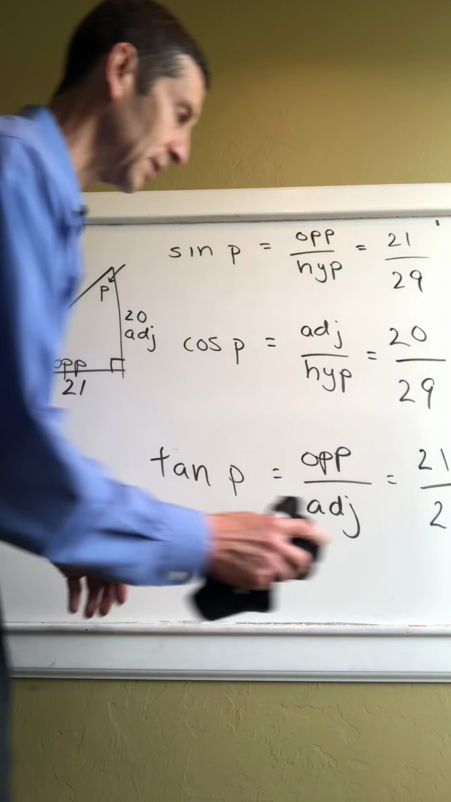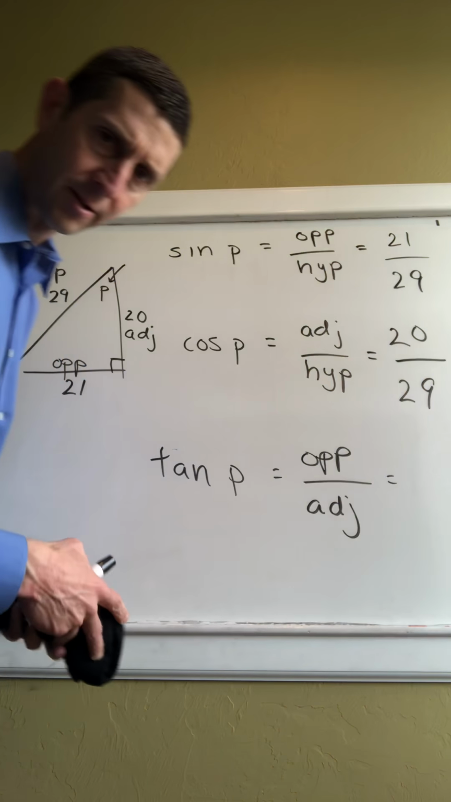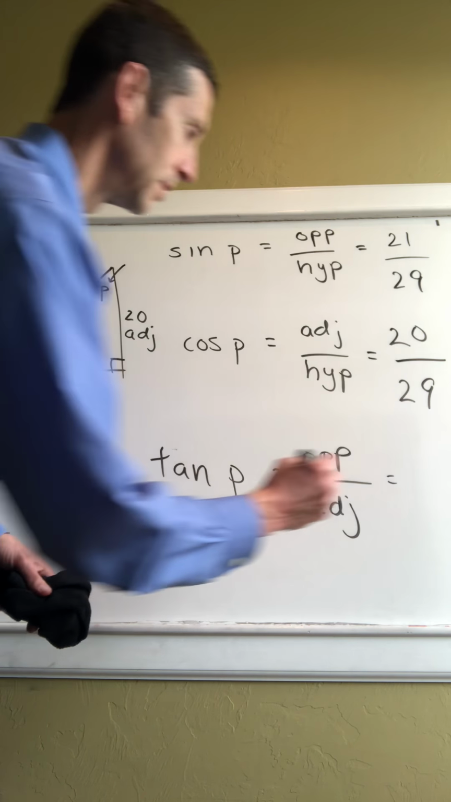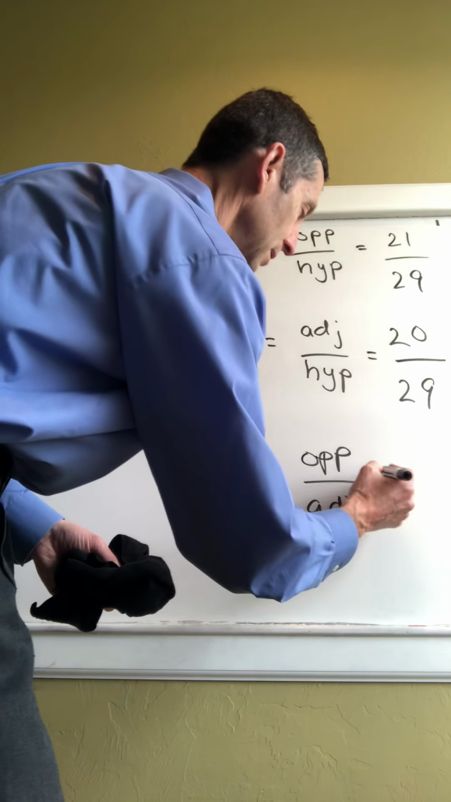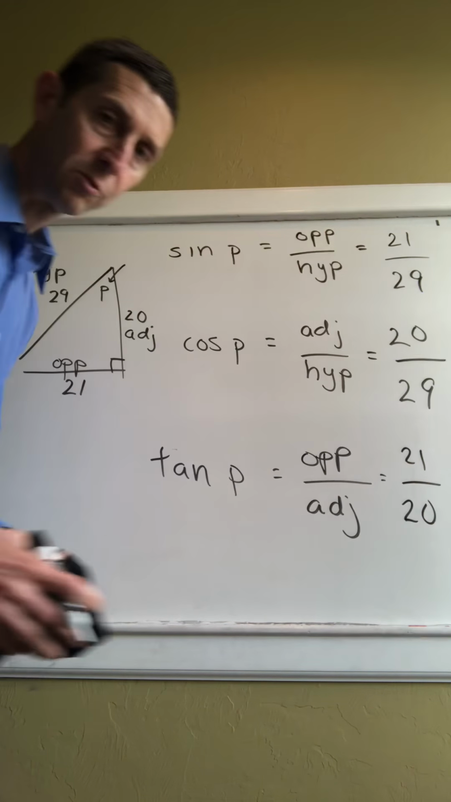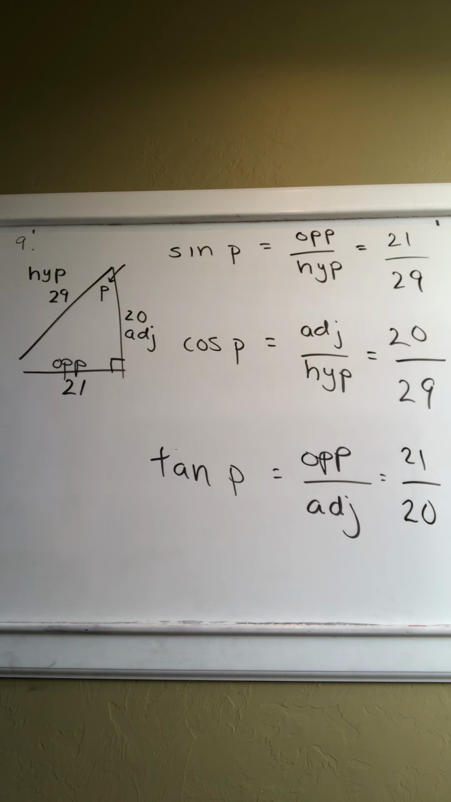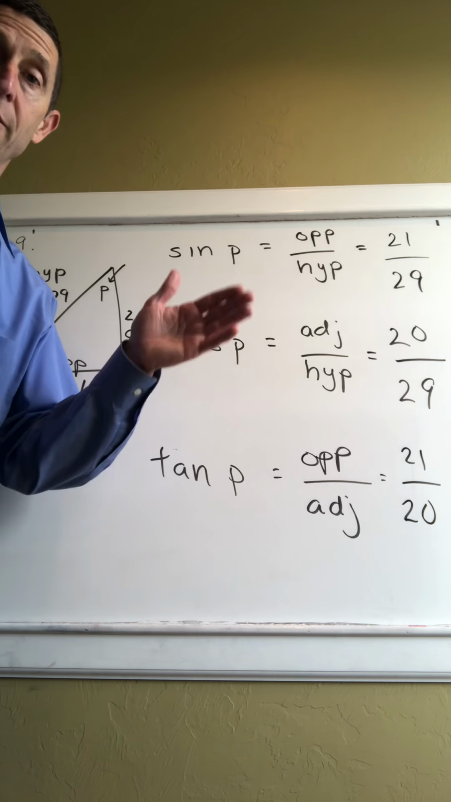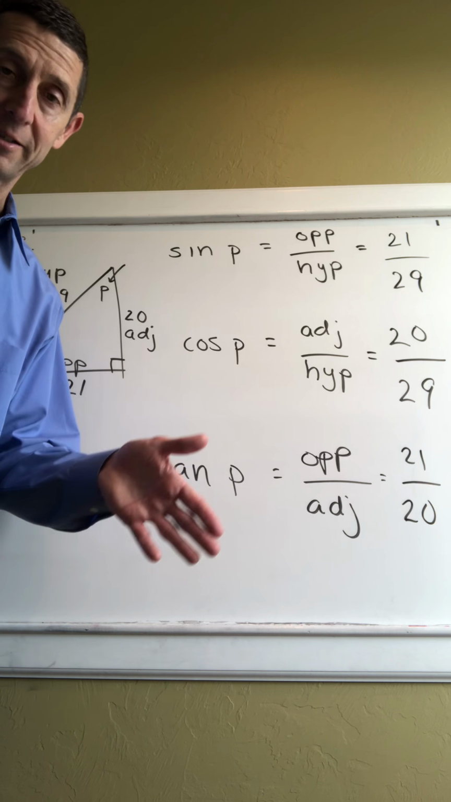Ooh, that looked a little bit chopped off. Let's make sure here. See if we can see that on the video. So this is 21 over 20. Yeah, you can see that now. Okay, so there's your examples for this assignment.